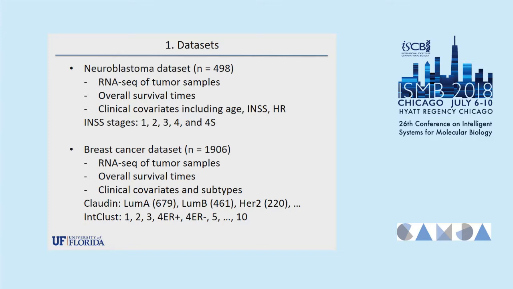For the breast cancer data set, we also have RNA-seq information, so gene expression profiles, for almost 2,000 patients, and overall survival times. For that data set, I decided to look at the Claudin subgroups.